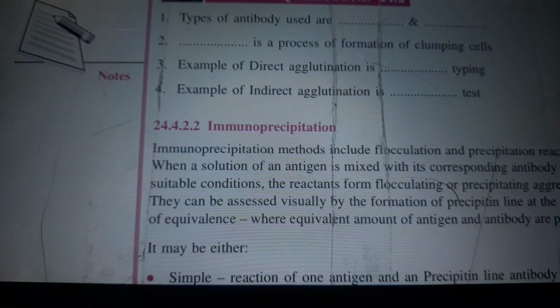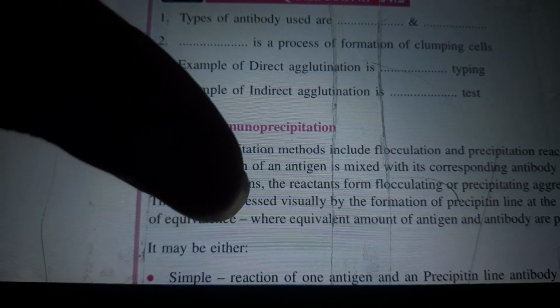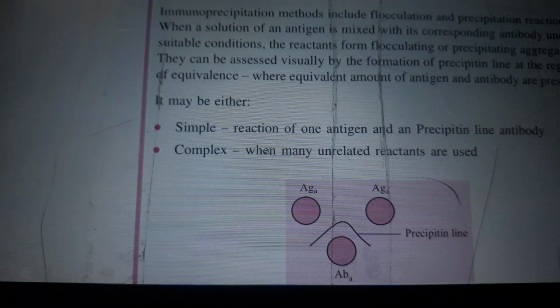In-text questions. 24.2. The types of antibody used are dash and dash. Dash is the process of formation of clumping of cells. Example of direct agglutination is dash typing. Example of indirect agglutination is dash test. Please find the answers and put them in the comment section. I'll grade your answers, all right?